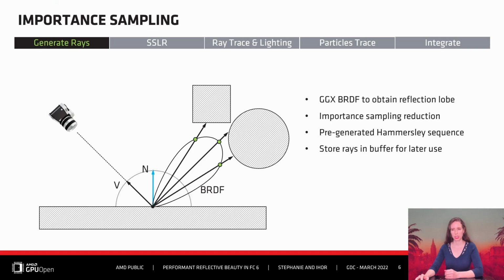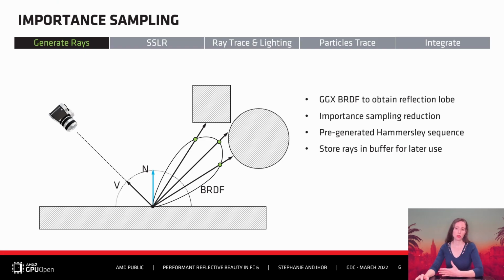In Far Cry 6, we use a GGX BRDF to determine the reflection lobe. Complete coverage of the reflection lobe using ray tracing is prohibitively expensive performance-wise. Instead, we use importance sampling to determine more optimal ray placement. Importance sampling is then combined with a pre-generated Hammersley sequence to ensure even distribution.